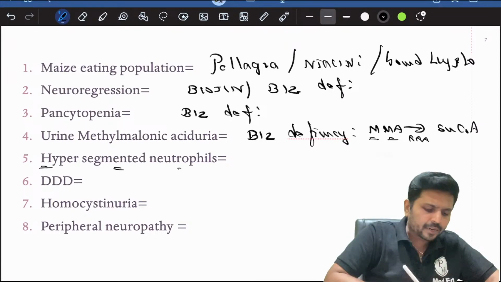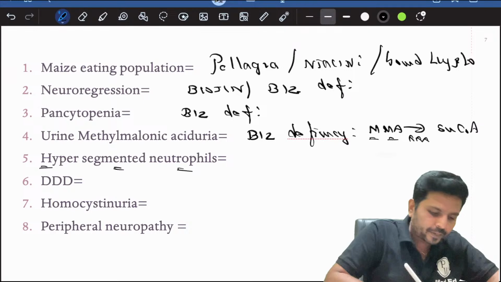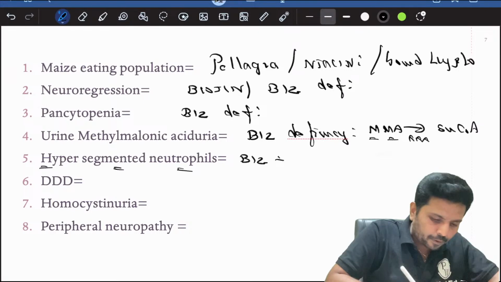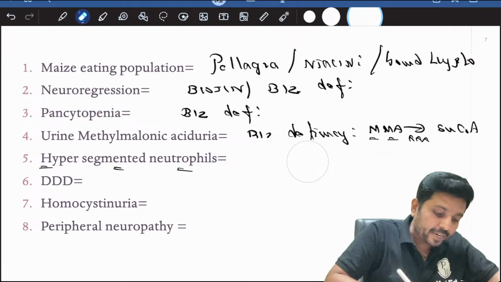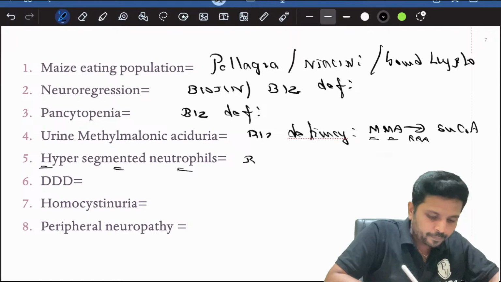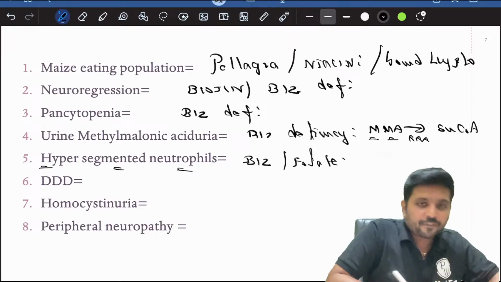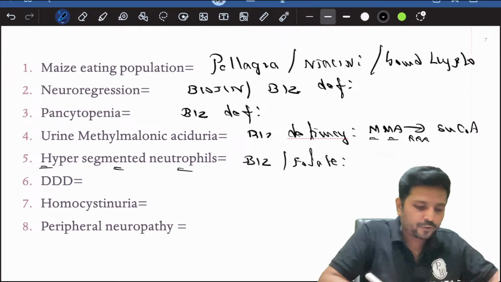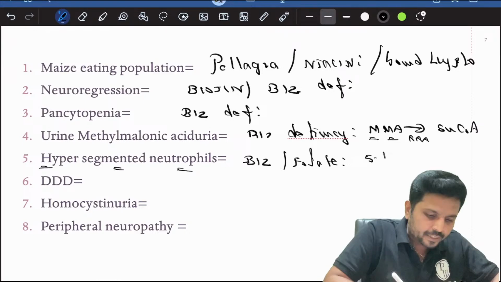Hypersegmented neutrophils are present in both B12 and folate deficiency. Hypersegmented neutrophils are defined when 5% of neutrophils contain 5 or more lobes.